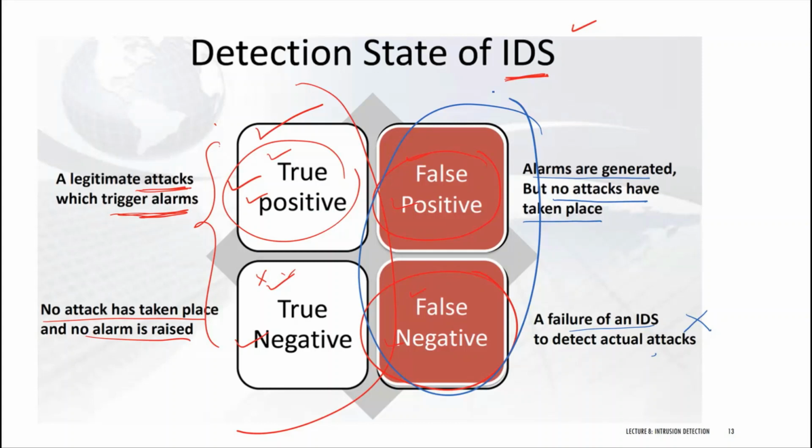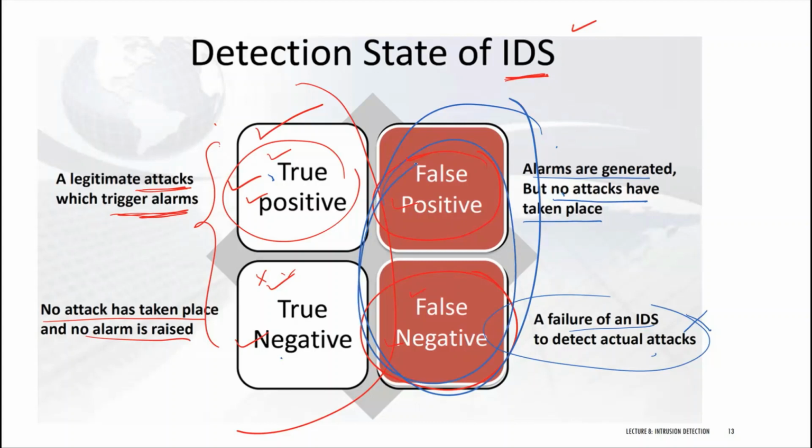Just to summarize: here an attack took place and the attack is informed. Here there is no attack, so no information. Here there is no attack, but an alarm is created and you are informed of an attack. And here there is a failure to identify the attack itself. These are the different states, but the problem is these 2: false positive and false negative.